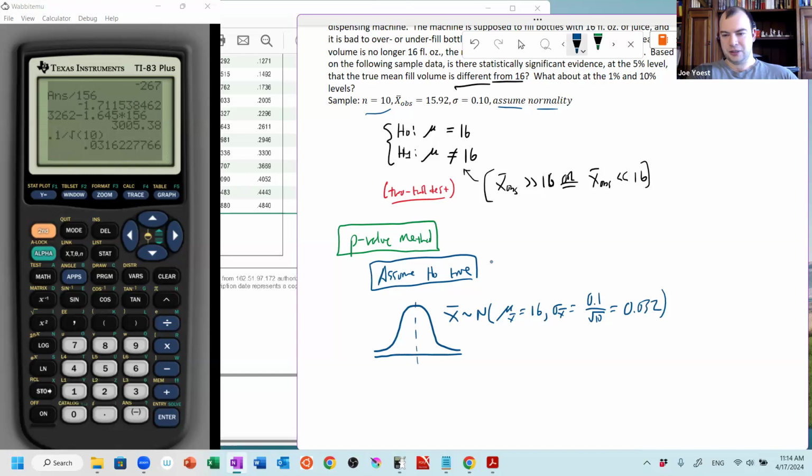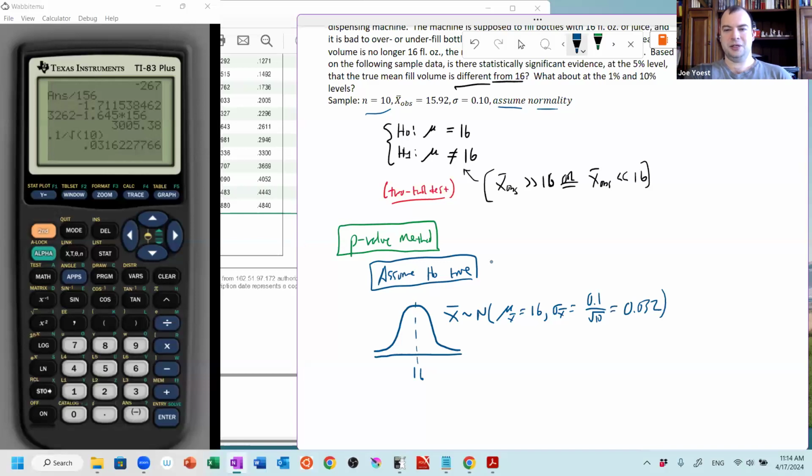My distribution is centered at 16. Again, why do I assume H naught is true? That seems like kind of a silly thing, doesn't it? In a sense, we're trying to prove H naught is false and H1 is true, roughly speaking. We're trying to provide evidence in favor of H1 and against H naught. And we start by assuming that H naught is true. That kind of seems a little strange.